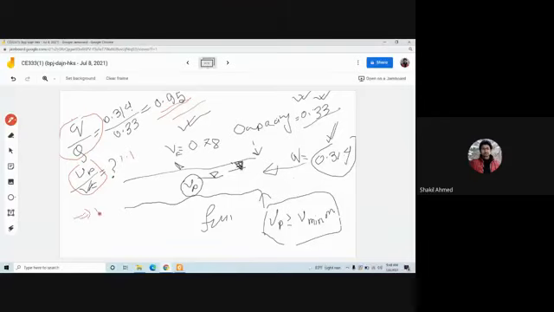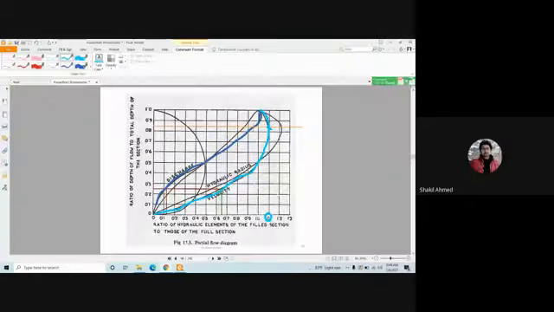So V partial will be what? V full into 1.1. So V full equals 0.78, right? Yes, sir. Into 1.1. What's the value, guys? 0.86, which is greater than V minimum of 0.75. So this is okay, right? Yes, sir. Okay. So you can take this.